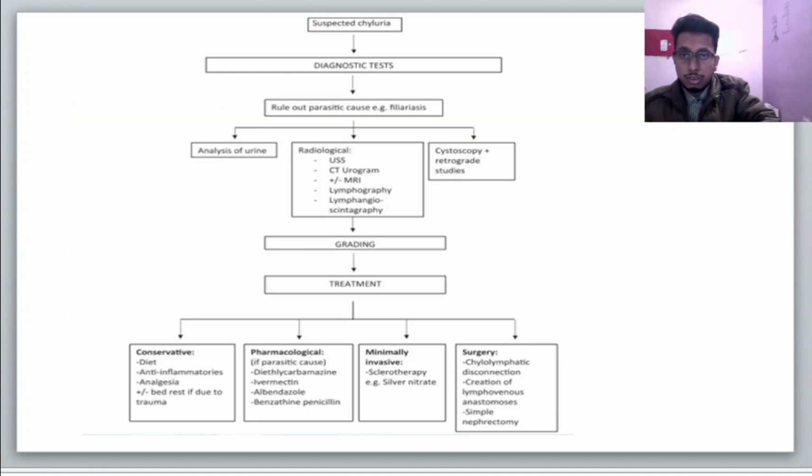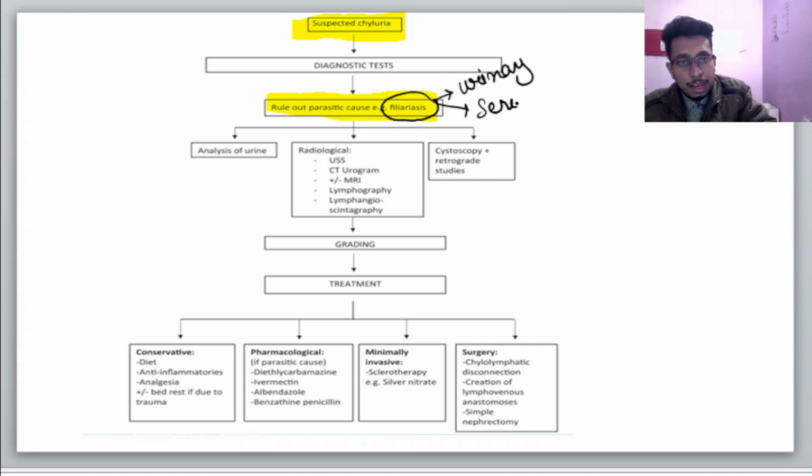Now, coming to this flow chart, which we'll discuss about all the treatment in detail. So, what is to be done and how it should be done in case of suspected chyluria? The diagnostic test should involve first to rule out parasitic cause, which is most common in our region, in the developing region, that is filariasis. And we can check for urinary antigen ELISA, as well as serum antigen ELISA to check filariasis.